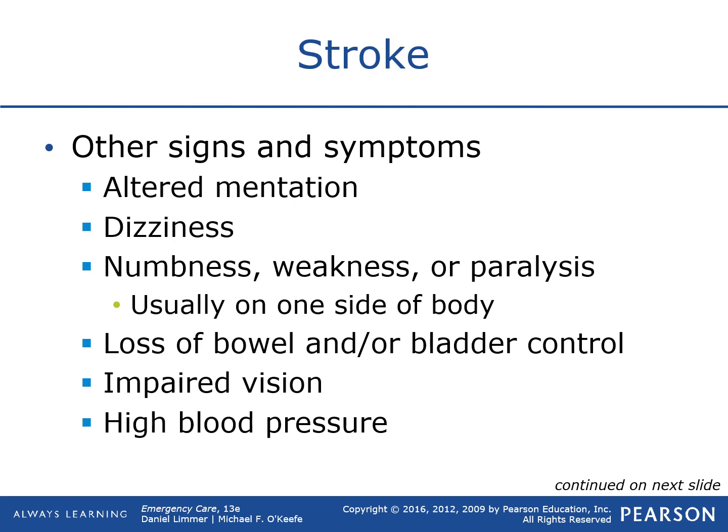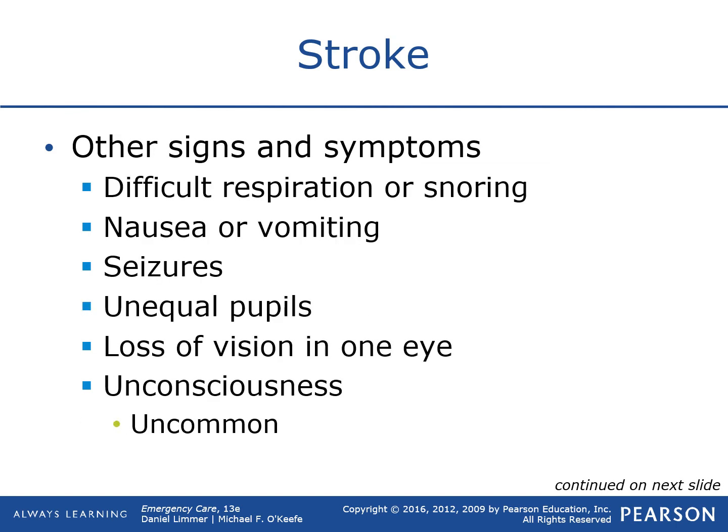Impaired vision. Very high blood pressure usually, but high blood pressure in itself is not usually a sign of stroke. It's just an associated sign that we see with other signs and symptoms. Difficulty breathing. Again, this is something that we see associated. Nausea and vomiting is something we see associated. Seizures. Unequal pupils. Loss of vision in one eye.